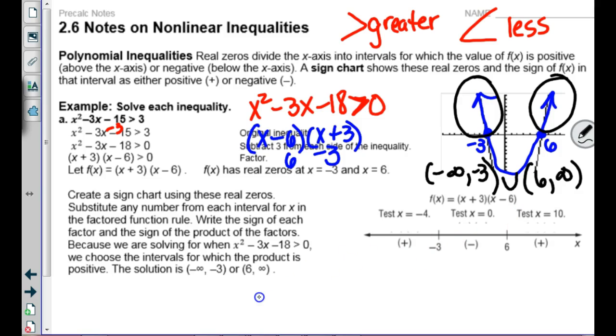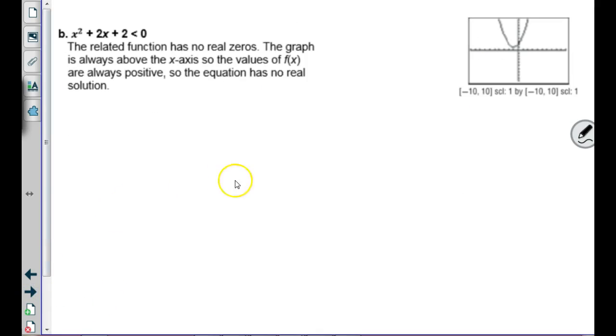Any questions before we talk about another example? Seems pretty easy. All right. This is just a weird little example. It says x squared plus 2x plus 2. If you try, it doesn't factor. You'd have to do quadratic. You'd get imaginary answers. I would have started with the graph.